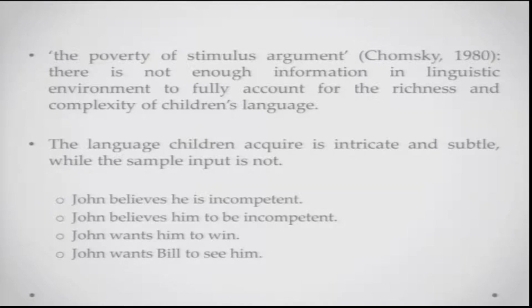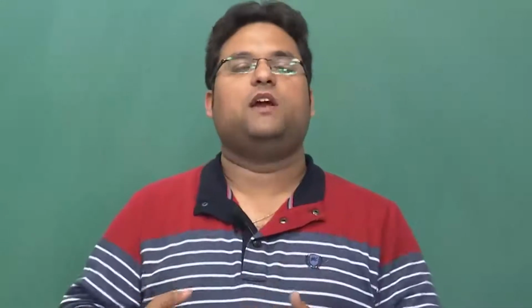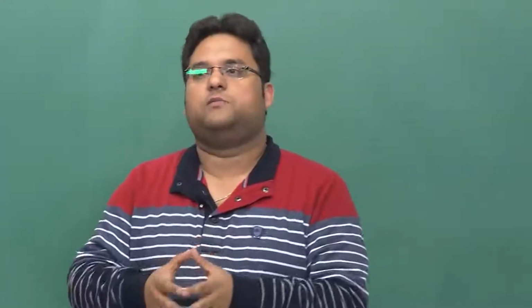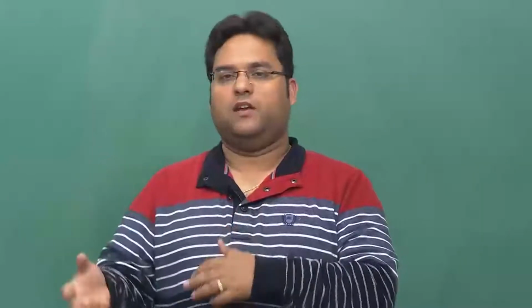Suppose for example I have these sentences: John believes he is incompetent, or John believes him to be incompetent. How is the child to make meaning out of this? It's almost the same set of words, but they mean very different things. There's just variation there. Or let us say John wants him to win. Now there's no way the child can figure out what him means here, or John wants Bill to see. This is more specified in some sense. So one of the arguments that Chomsky was making is that whatever the source of the child's language is, it is certainly not completely explained by the environment that the child is living in.